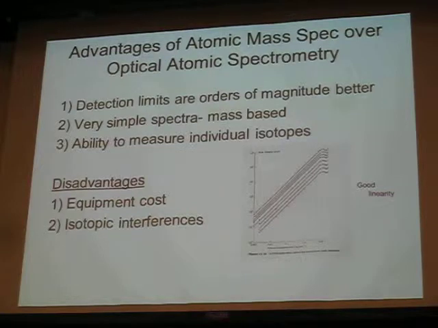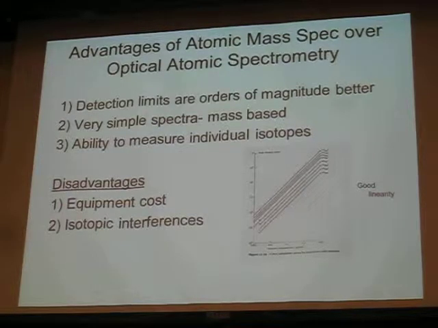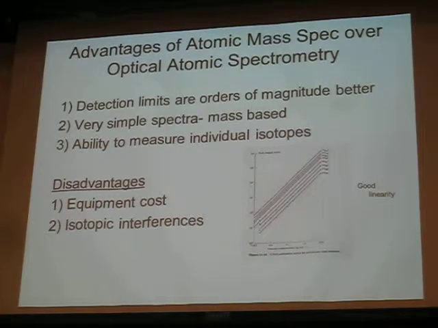Tell me what an isotope is. I guess you're a chemist. Neutrons on the inside. Yeah, neutrons. It's different numbers of neutrons, I know what you mean, right? Just want to make sure. All right, so why would you want to measure individual isotopes?